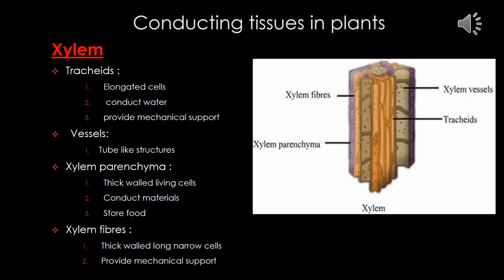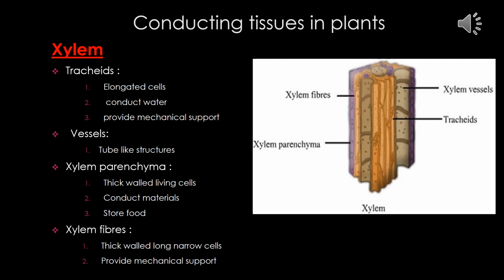Next is the xylem vessels. They are tube-like structures open at both ends. They are placed one above the other to form long channels. Just like tracheids, they also provide mechanical support and also conduct water to upper parts of the plant.